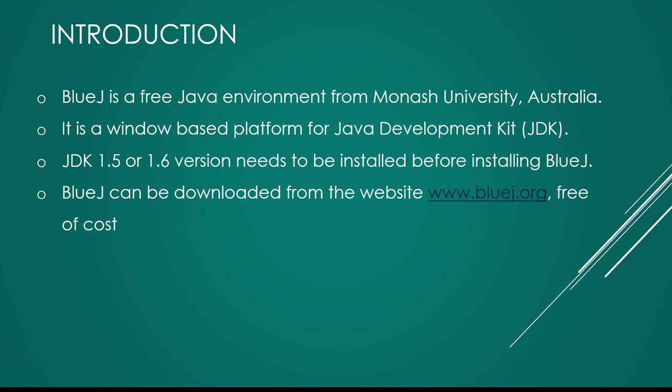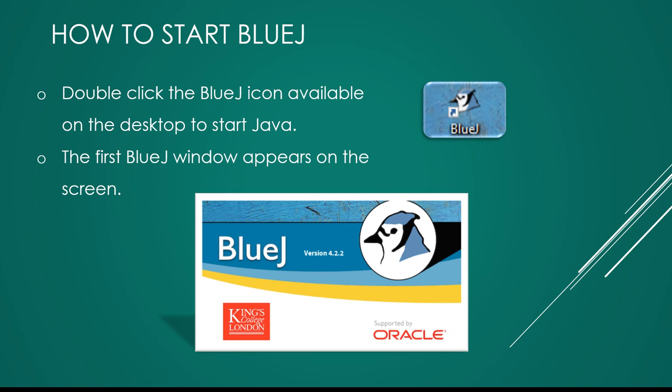BlueJ can be downloaded from the website www.bluej.org, and it is free of cost. So always, if you want to run Java programs, you are welcome to use the BlueJ platform. Okay, so we are going to discuss how to do that. Now when you go to www.bluej.org, you can select your own platform. It is available in a Windows version, a Mac OS version, and an Ubuntu version. That is the Linux version, right?